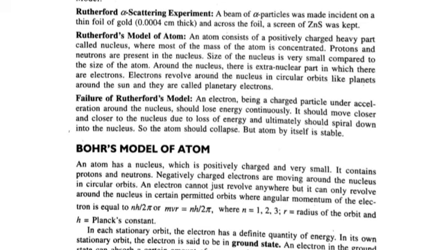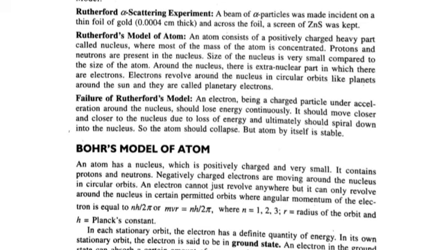So the Rutherford model of an atom consists of a positively charged heavy part called the nucleus, where most of the mass of the atom is concentrated. Protons and neutrons are present in the nucleus. The size of the nucleus is very small compared to the size of the atom. Around the nucleus there is an extranuclear part in which the electrons are present.